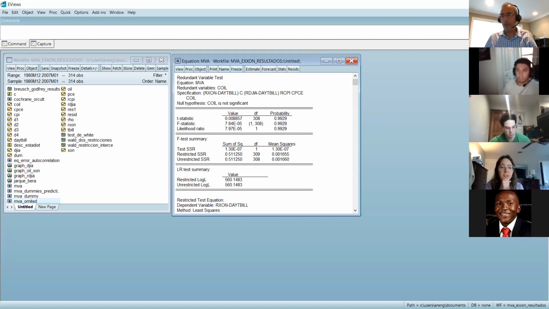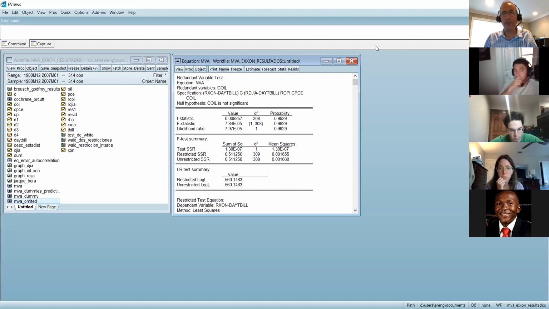Professor, I have a quick question. Yeah, go ahead. Could you just explain the difference between the value and probability columns? Yeah, the value here is my critical value, okay, so let me explain. This is a chi-square with 1 degree of freedom, and this is a very, very small number, right?